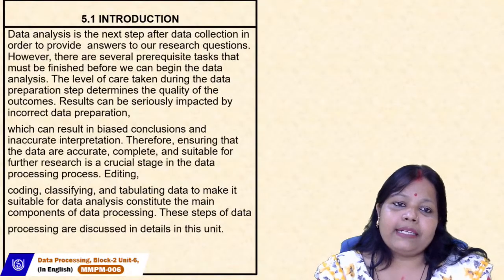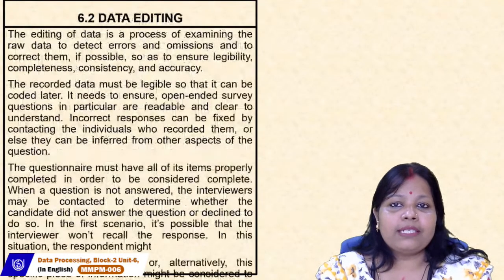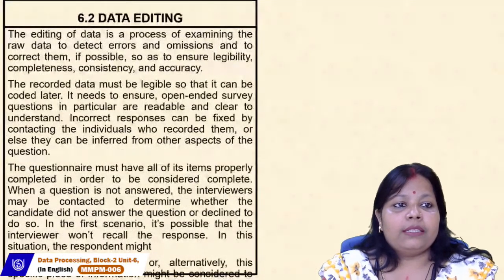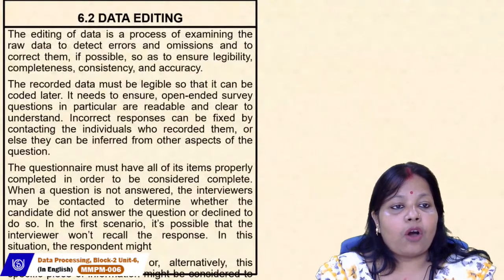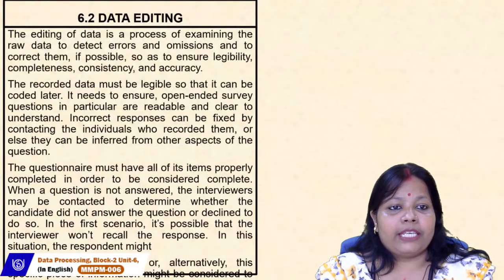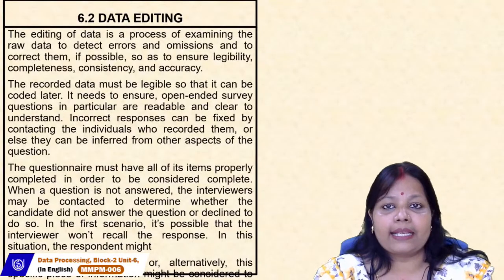So what are the processes? The first one is data editing. The editing of data is a process of examining the raw data to detect errors and omissions and to correct them if possible, so as to ensure legibility, completeness, consistency, and accuracy.